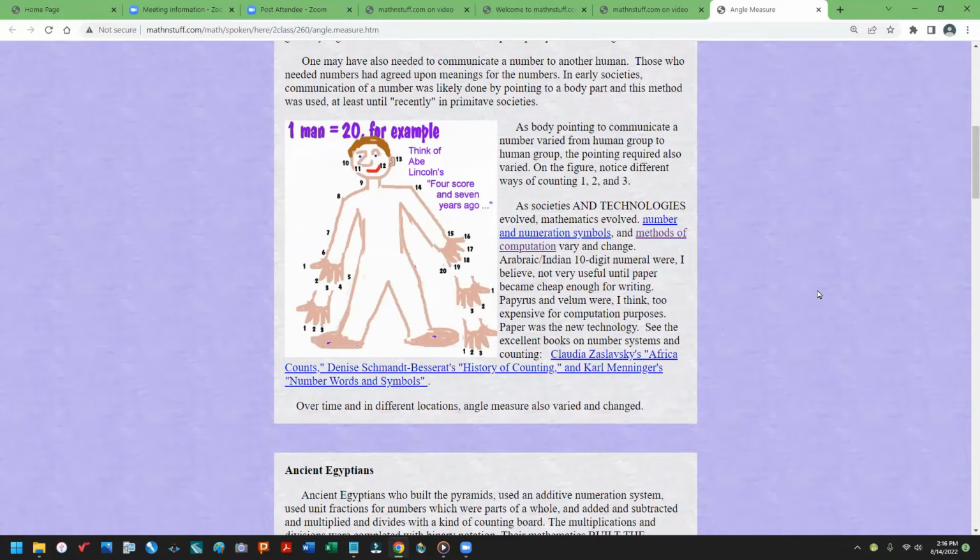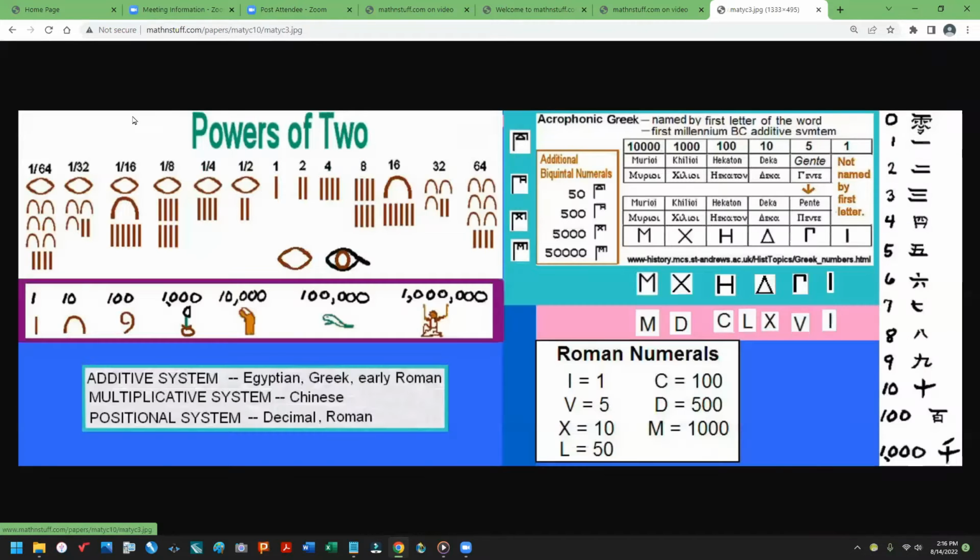As the human race evolved, their numeration systems and computation devices also evolved. These are early ways of depicting numbers. Once people stopped pointing at body parts in a certain society, they were able to write them down.